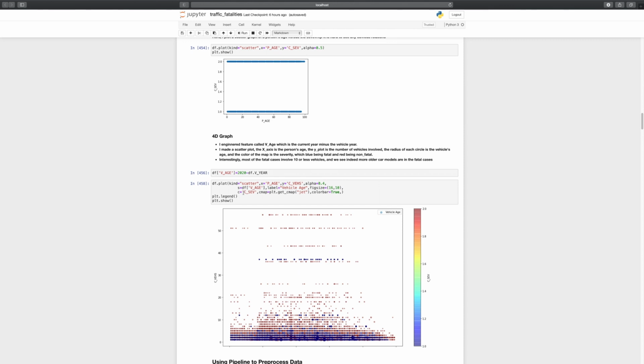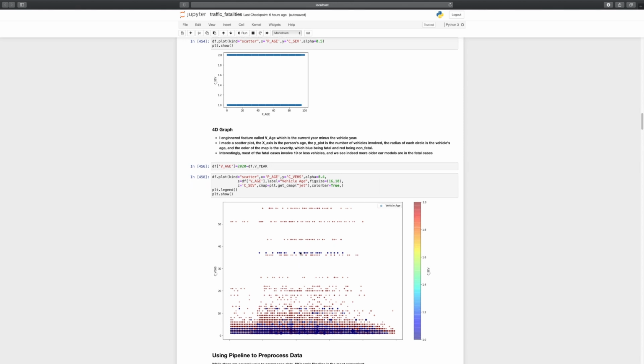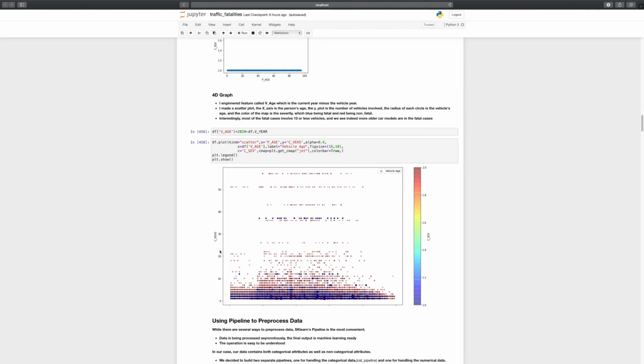And then I plotted a scatter matrix with the x-axis being the person's age, the y-axis being the number of collision vehicles involved, and the radius of the circle being the vehicle's age. And the color of the circle shows the severity, with 1 being fatal, which is shown in blue, and non-fatal being shown in red.